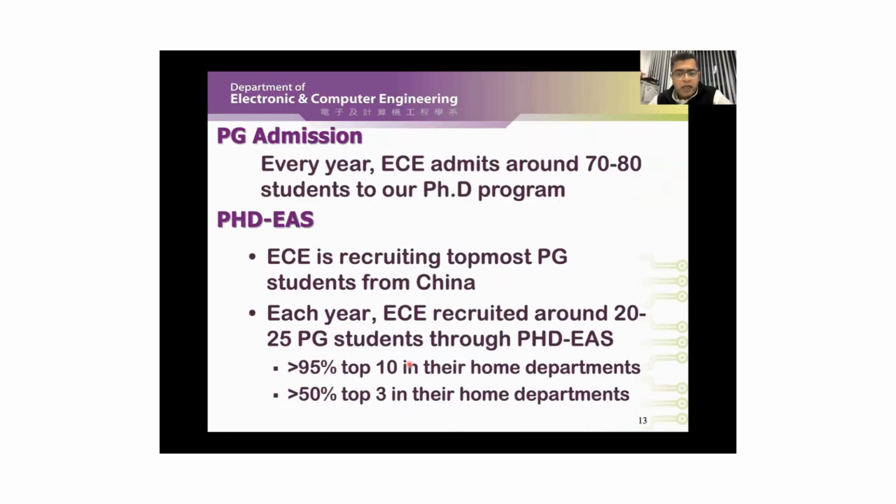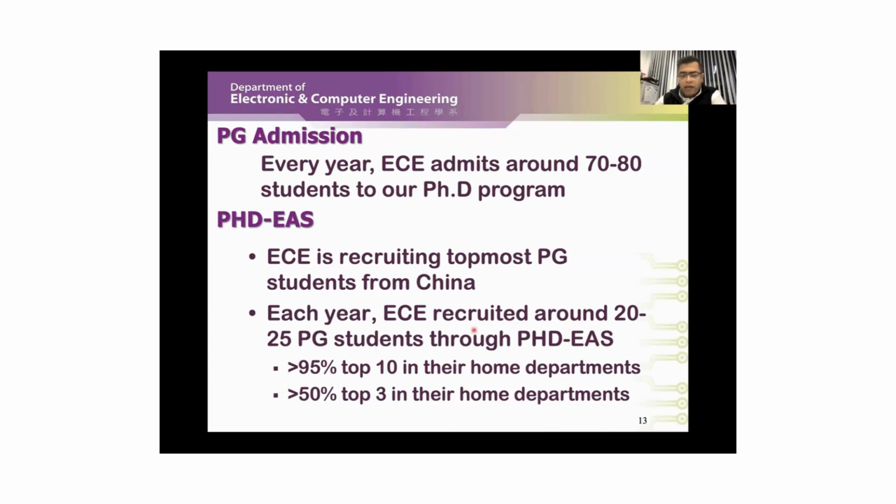All right, so let's talk about PhD admission. We usually enroll around 70 to 80 students per year in our PhD program, and we also have the PhD EAS, which is the early admission scheme, where we recruit top students from various parts of the world, but right now we are mostly recruiting from mainland China. Each year, around 20 to 25 students come to ECE through the PhD EAS scheme, and their profile is top 10 in their home department, and more than 50% are in the top 3 in their home department. That is the kind of student we enroll through this PhD EAS scheme.